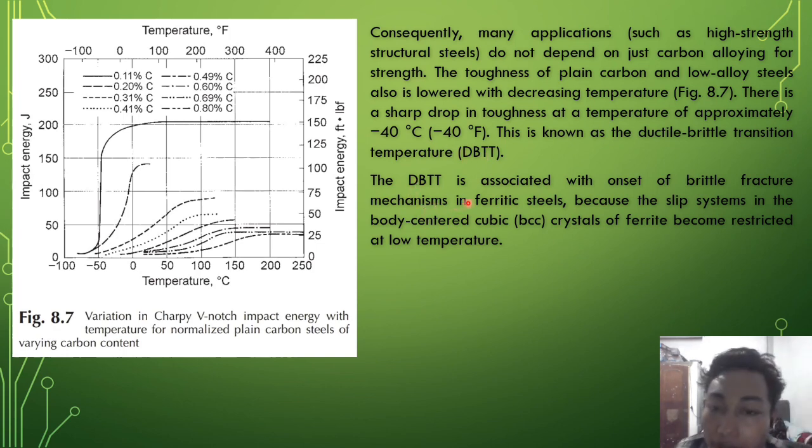The DBTT is associated with the mechanical structure in ferritic steel, because the slip systems in the body-centered cubic BCC crystal structure become restricted at low temperature. Next.